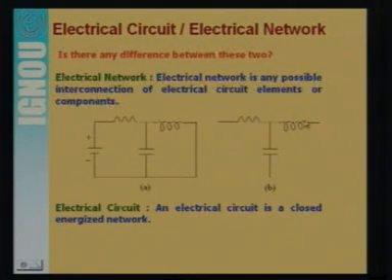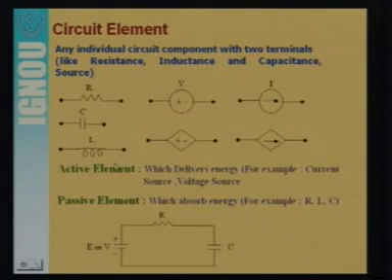But here this is not a closed path, so this is not forming any circuit. That means this is a network but not a circuit, and this is a network and we can call it a circuit also because this is a closed energized network. So all the circuits are networks. Okay. Now let us come to the second slide of this.